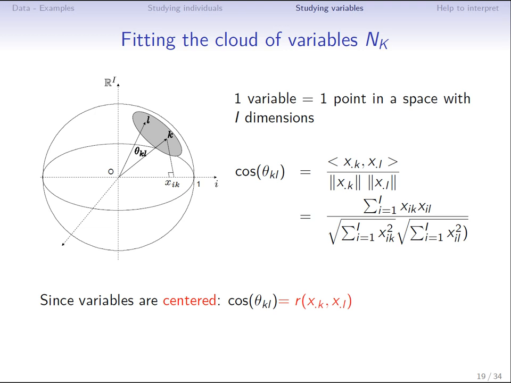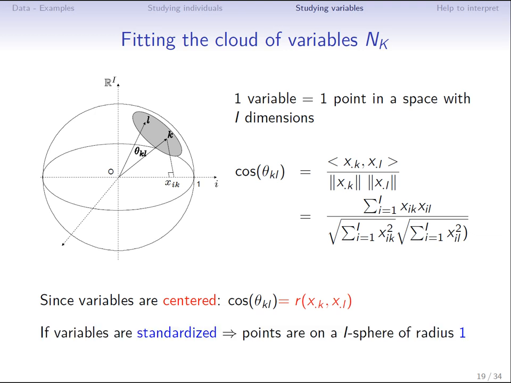Since the data matrix is centered, we can write the sum of xik minus the mean of xk times xil minus the mean of xl, divided by the standard deviation of the variable k times the standard deviation of the variable L. So when the data are centered, I finally recognize the correlation coefficient between the variable k and the variable L. So we have here a geometric representation of the correlation coefficient between two variables k and L. The geometrical representation of this correlation is the cosine of the angle between the variables L and k.